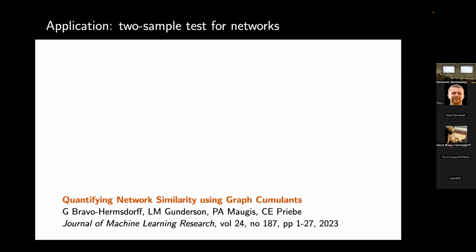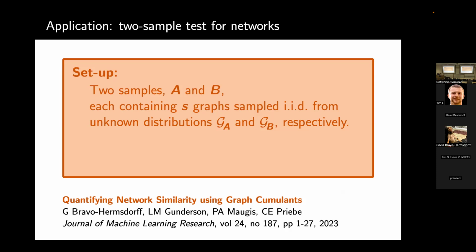The application is very simple. It's just a two-sample hypothesis test where your samples are actually collections of graphs. So you have two graph distributions, GA and GB. You can think of it as a machine: you press a button on machine A, you get a graph. Machine B, you get the other.